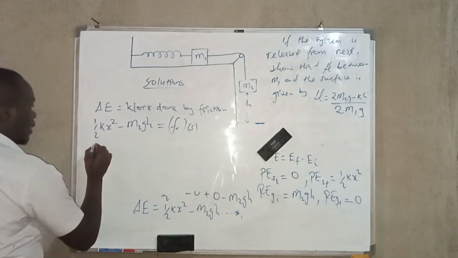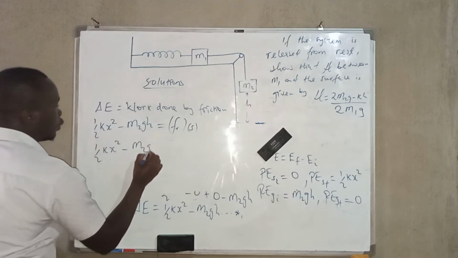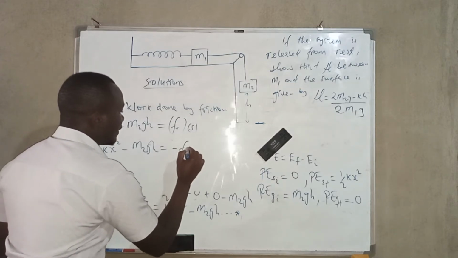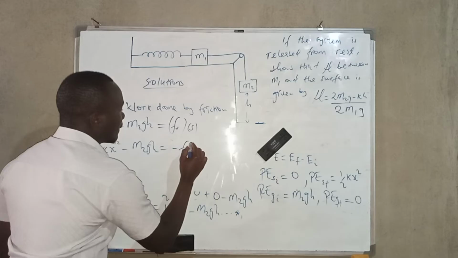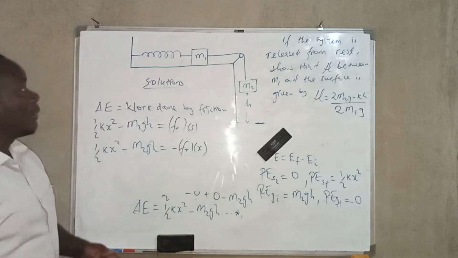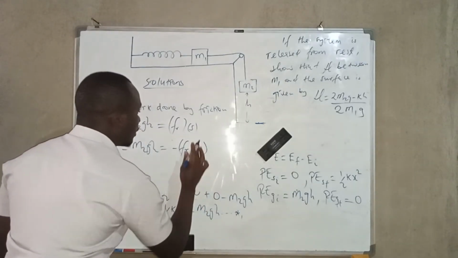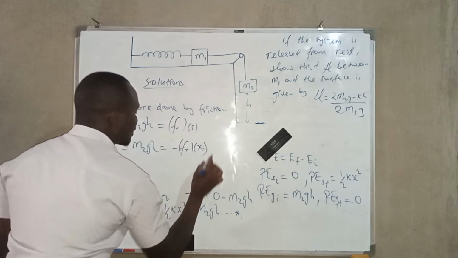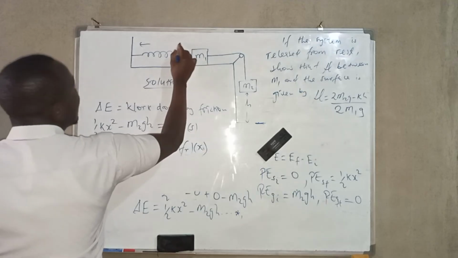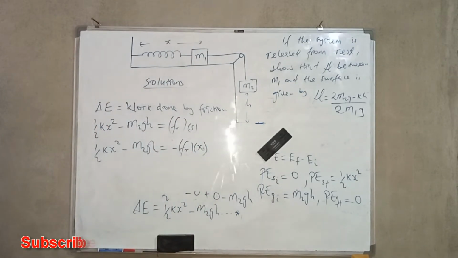So we can say half kx squared minus m2gh is equal to negative friction force times displacement, which is x, or simply h. It is fine, because the distance when it is stretched, x, will be equal to h. So this is the same.